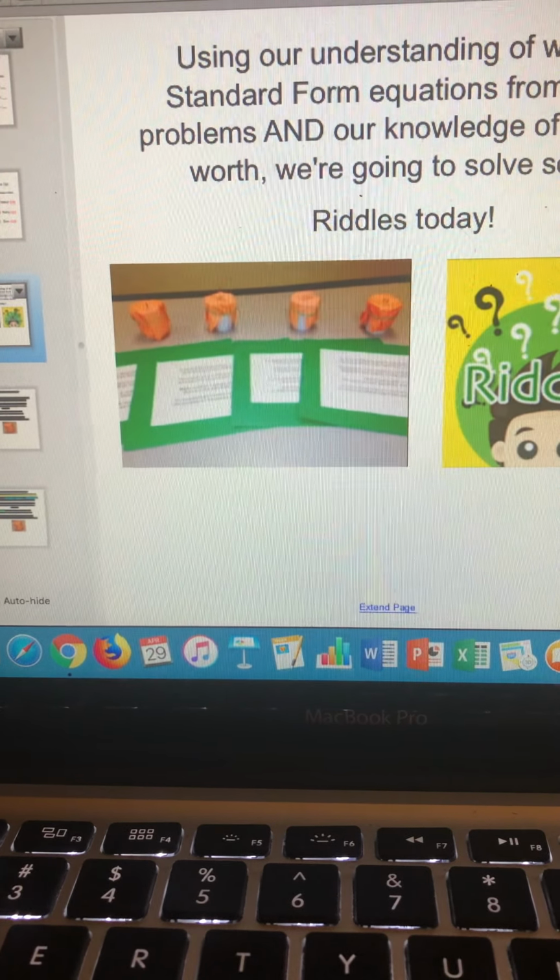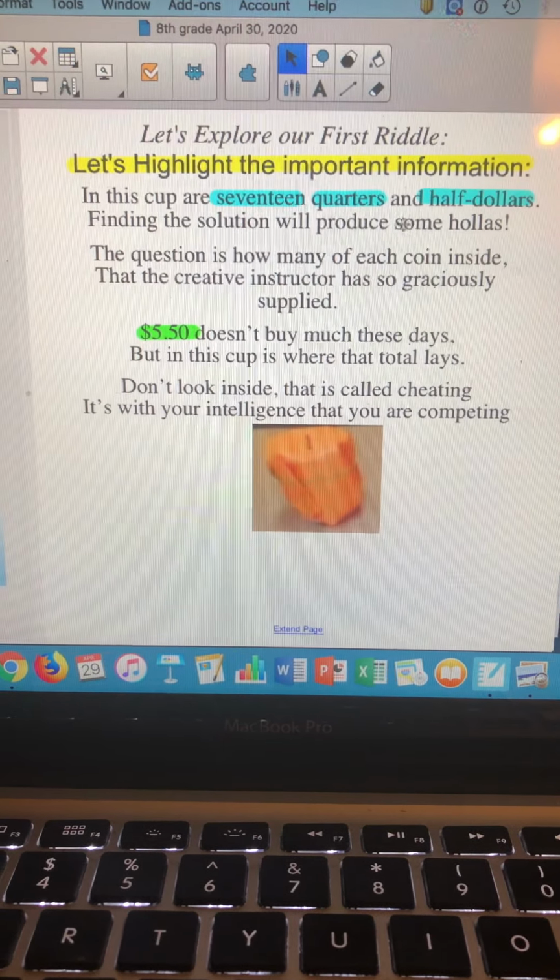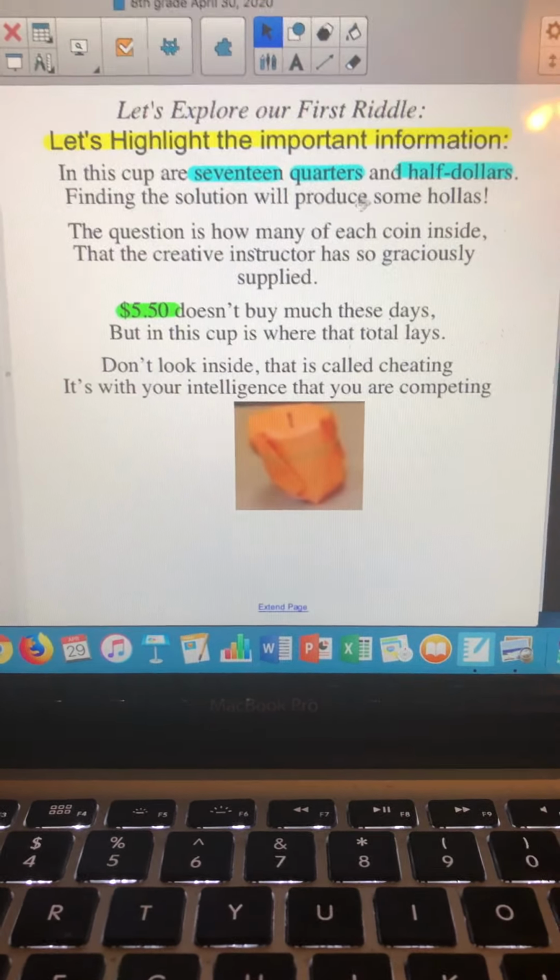So the first thing I suggest is highlight the important information. So in the first sentence, they tell us that there are 17 quarters and half dollars. So right there we know that we have 2 different types of coins in the cup, and we know that there are 17 total of those coins. And then the other thing that I highlighted was the worth, how much is in the cup. In the cup there is $5.50 worth of this combination of coins. So our job is to figure out how many of each of these are in the cup.